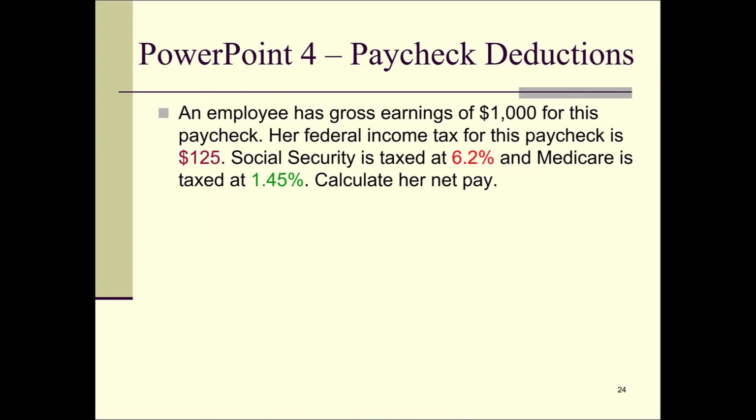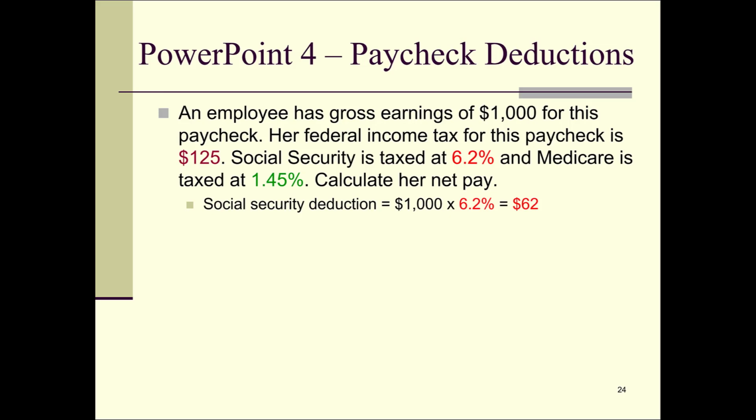So let's say an employee has gross earnings of $1,000 for this paycheck. Her federal income tax for this paycheck is $125. Social Security is taxed at 6.2% of gross, and Medicare is taxed at 1.45% of gross. Calculate her net pay. So let's calculate Social Security first. Social Security is 6.2% of gross pay. So gross pay is $1,000 times 6.2%. So we have a deduction of $62.